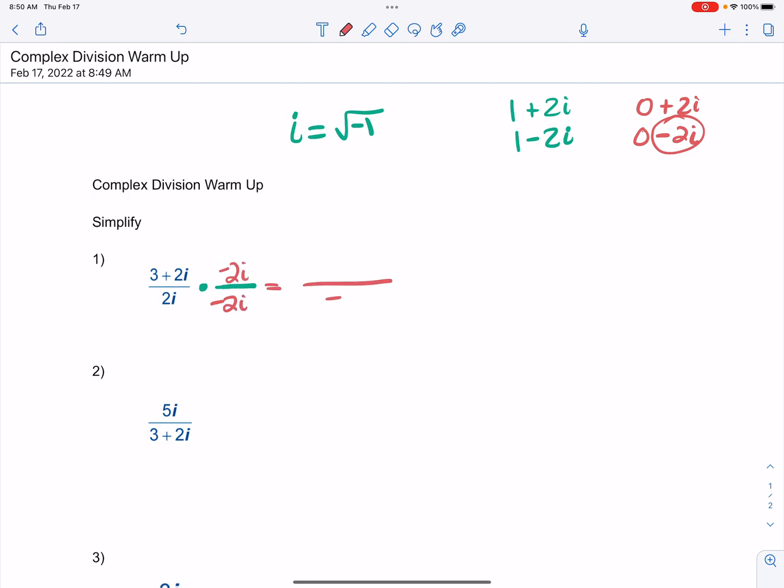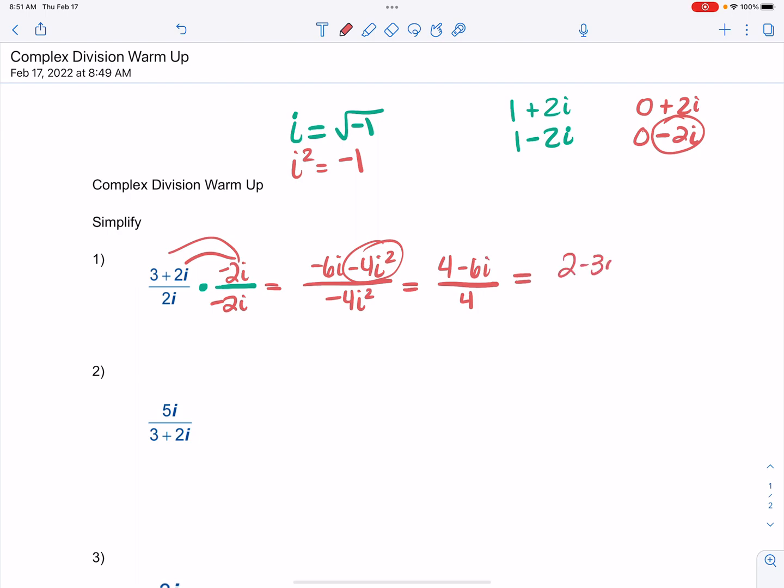So on this one, I would get -4i squared, and i squared is equal to -1. So that would be a negative negative, so I would get 4. And then on the top, I'm going to have to FOIL that. So I'd get -6i minus 4i squared. Well, this term becomes a +4, so it's 4 minus 6i. And everything is divisible by 2. So this would be my simplified answer.